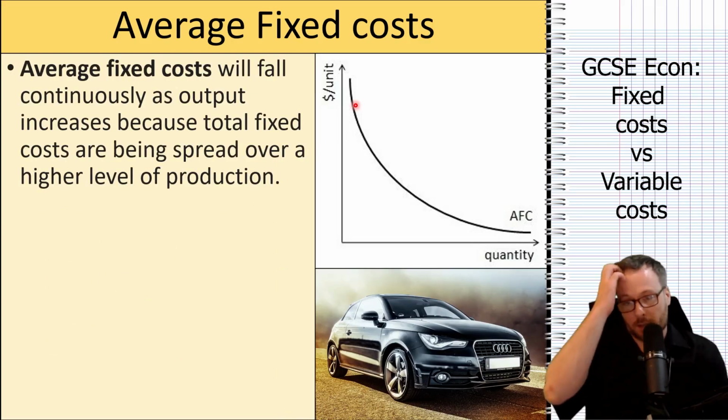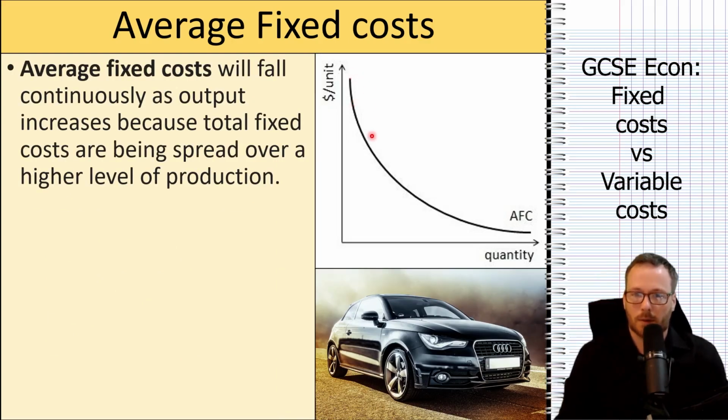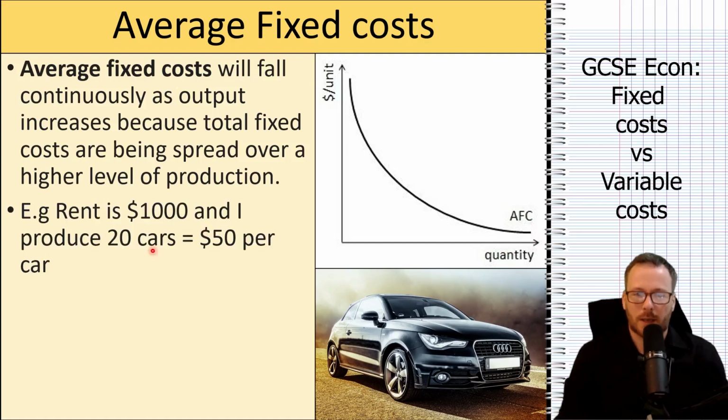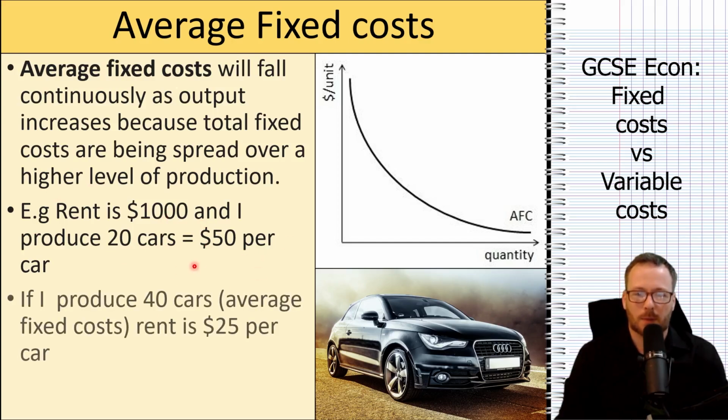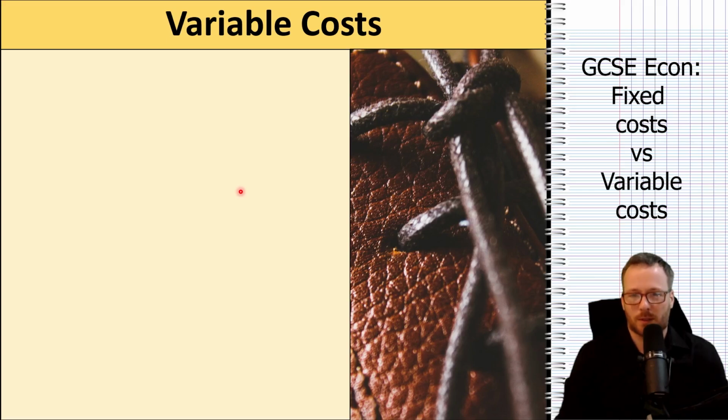So, basically, if we put average fixed costs on a graph, we can see that over time, average fixed costs decline. So we have an incentive to produce more and more goods in order to reduce our average fixed cost. So if I rent a factory and I produce 20 toy cars, my average fixed cost is going to be $50 per car. Or if I produce 40 cars, the average fixed cost is going to be $25 per car. And we can see 20 cars might be here on the graph and 40 cars might be here on the graph.